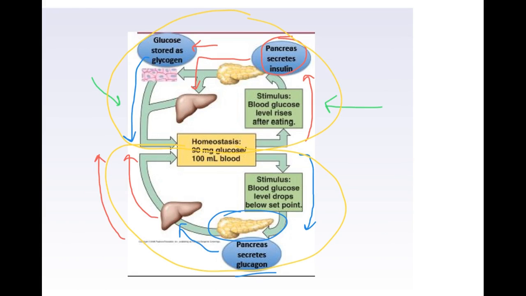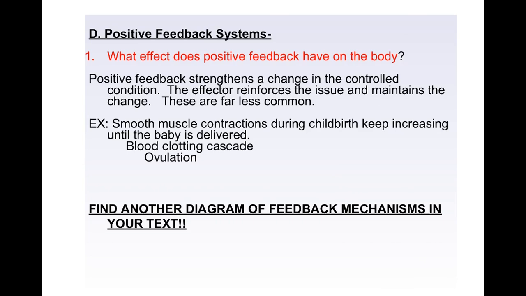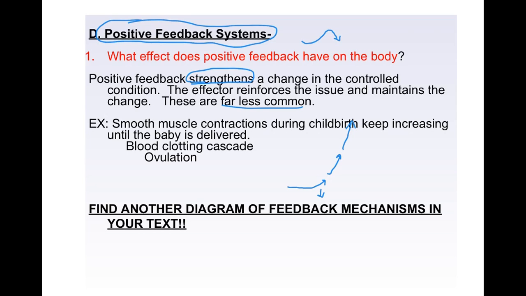That's negative feedback. And obviously the opposite of the negative feedback systems are the positive feedback systems. These are much less common in the body. Usually if a stimulus starts to go up, the body wants to bring it back down. Whereas in positive feedback systems, if a stimulus starts to go up, instead of bringing it back down like in negative feedback, it actually makes it go up even higher, which makes it go up even higher. So it is a change in the controlled condition which strengthens. It does not reverse it, but it strengthens the initial response.